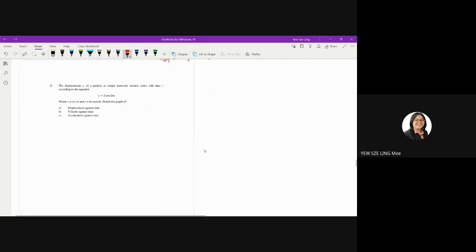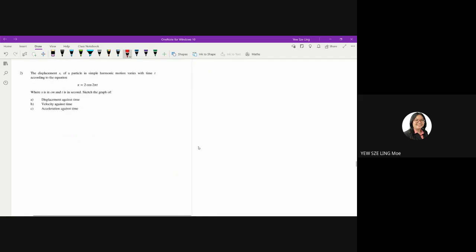So question 2, now you're given a cos function. So remember the things I told you before. If you're given cos, then you have to do a new set of differentiations. So the general equation obviously should be in cos. So x equals A cos omega t. Which means now you have A, which is equal to 2. Again, it is in terms of cm.